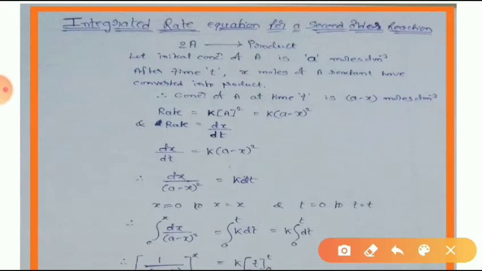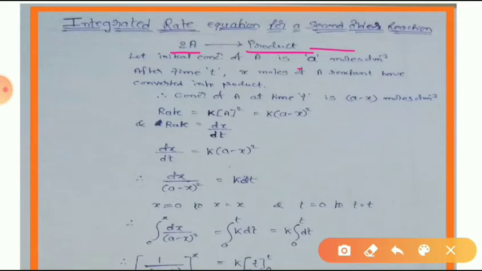For deriving the integrated rate equation for a second order reaction, we have to consider the reaction where two molecules of A react with each other to give the product. Now we have to consider one more thing: the initial concentration of the reactant A. Let's consider that small a is the initial concentration of this capital A.